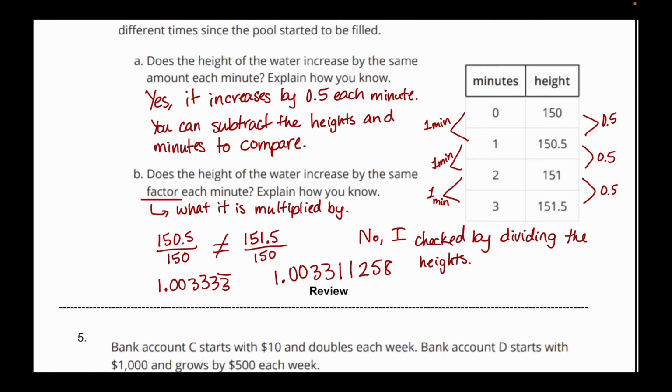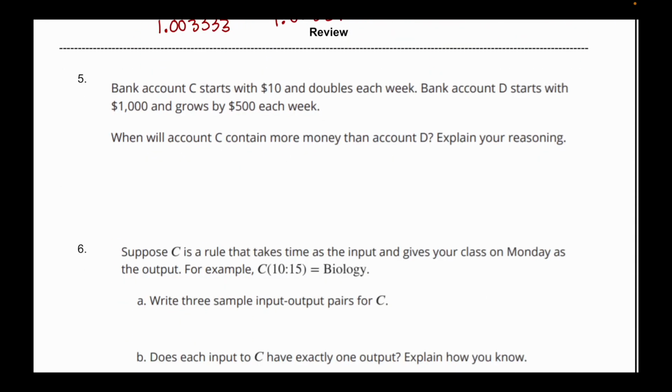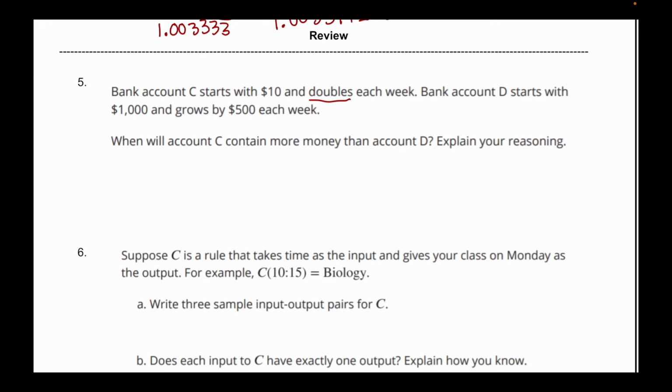Okay, so that's question 4. Let's look at question 5. We have bank account C starts with $10 and doubles each week. I know that doubling is times 2. And bank account D is going to start with $1,000, and it's going to grow by 500. I'm going to interpret that as adding 500. So when will account C contain more money than account D?